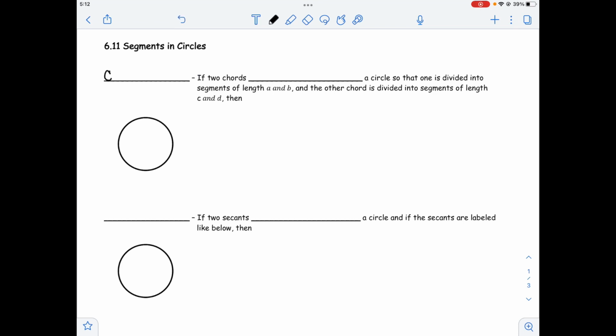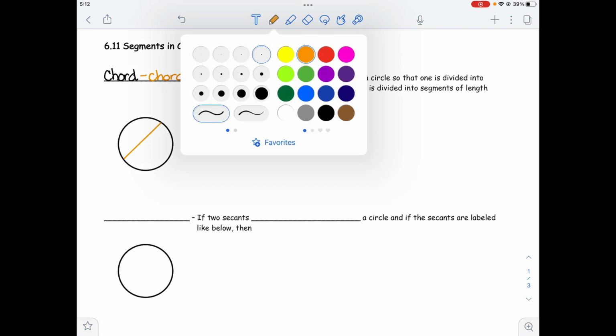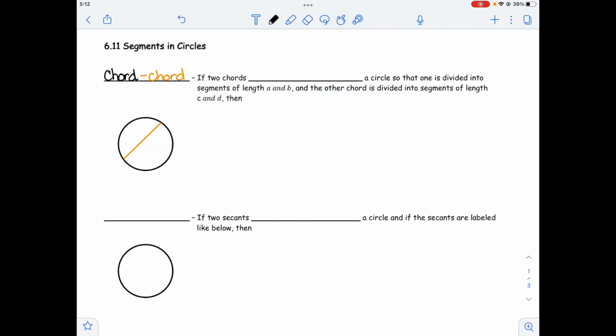So we have a chord, and we have another chord. If we just have a chord going from one section of the circle to the other side of the circle, and then we have the other one, and they cross, not necessarily at the center point, we're going to go ahead and label them.